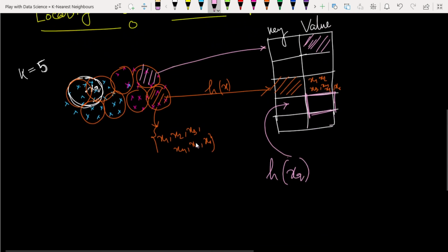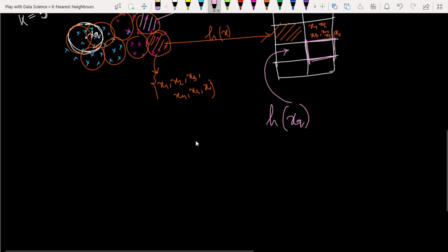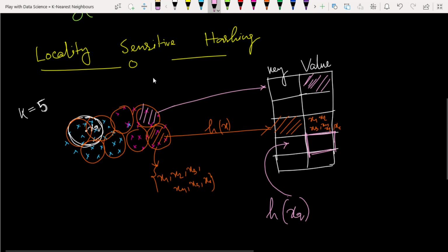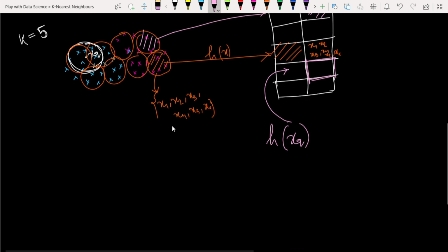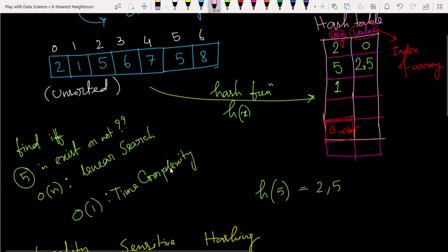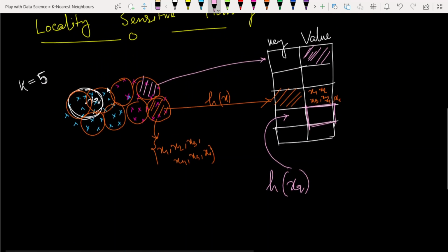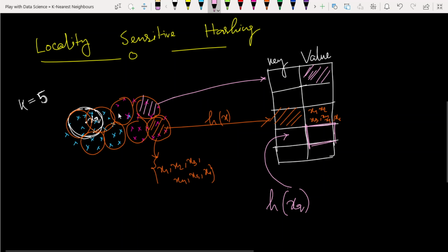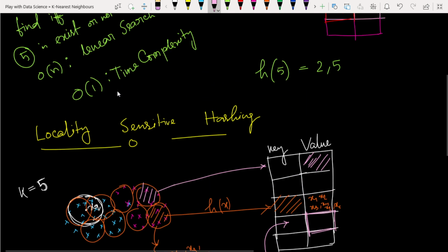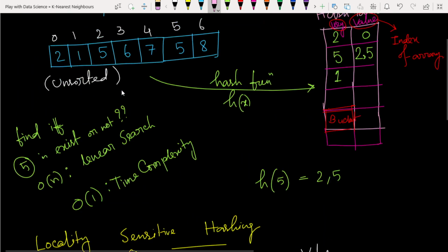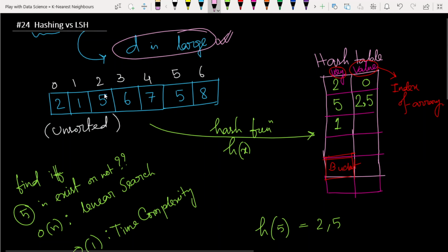In the next part of these lectures we will see how, using this kind of technique, locality sensitive hashing, we build classification algorithms. If d is very large, the main importance of locality sensitive hashing is that we can easily handle it using this concept. I think the main motto of how locality sensitive hashing works is now clear, and we will see this thing deeply in the next part of this lecture series.